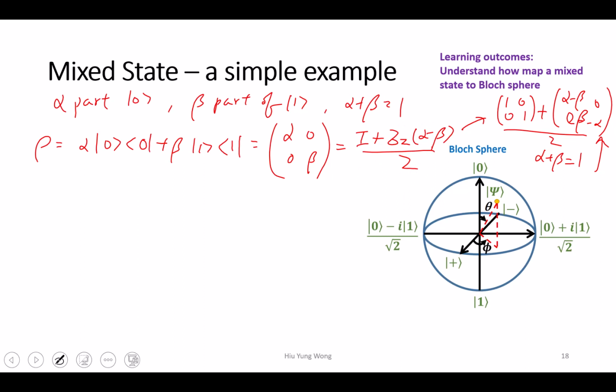Now, look at this. What is the expectation value? Or what is A in this case? What is the magnitude of A, based on our definition? No, rho is I plus A dot sigma, right? So what is the A here?